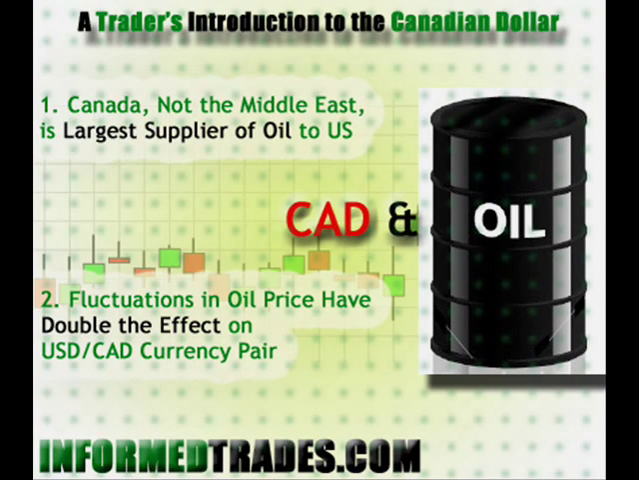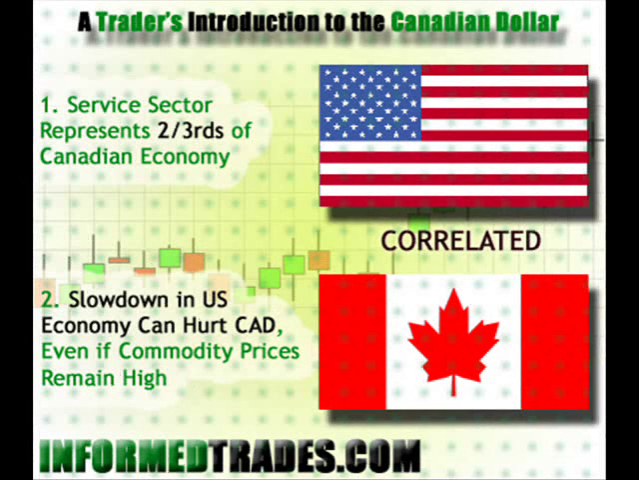While exports of commodities are still a very important component of the Canadian economy, the country's service sector has experienced massive growth in recent decades. This has been to the point where the service industry now accounts for 2/3 of the country's economic output. This is important to understand because as the United States is its largest trading partner, a slowdown in the U.S. economy can hurt the Canadian economy and its currency, even if commodity prices remain high.